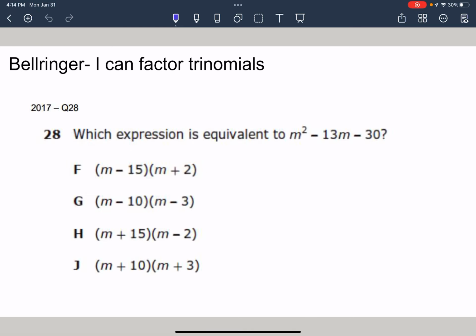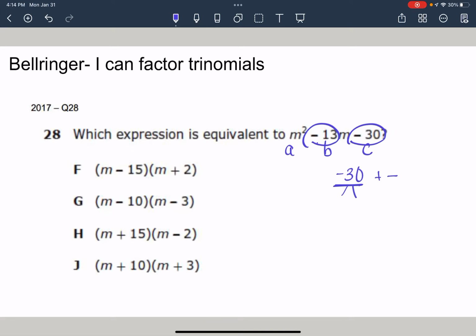So let's go over this review question. It asks you which expression is equivalent to m squared minus 13m minus 30. So remember, what we do is we call this A, this B, and this C. So we're going to look at C, and we're going to talk about the two factors of C that'll add up to B. So when C is negative, we know that we need a positive and a negative set of factors to multiply to a negative number.